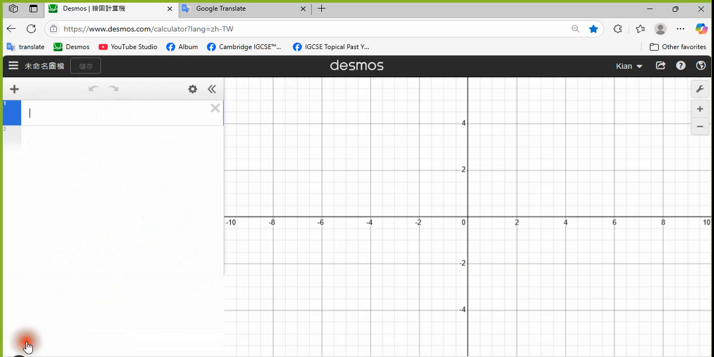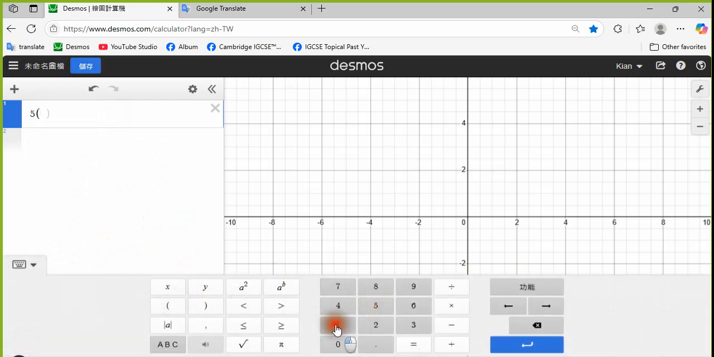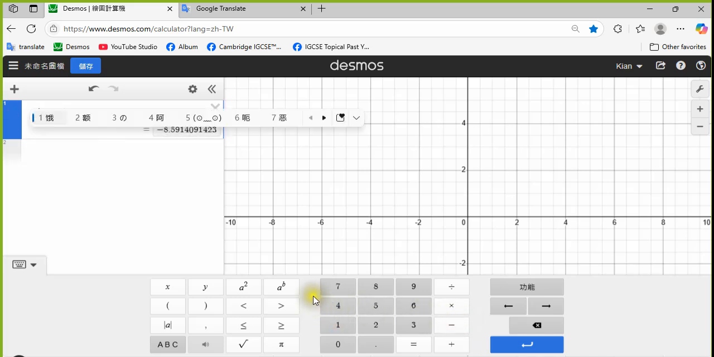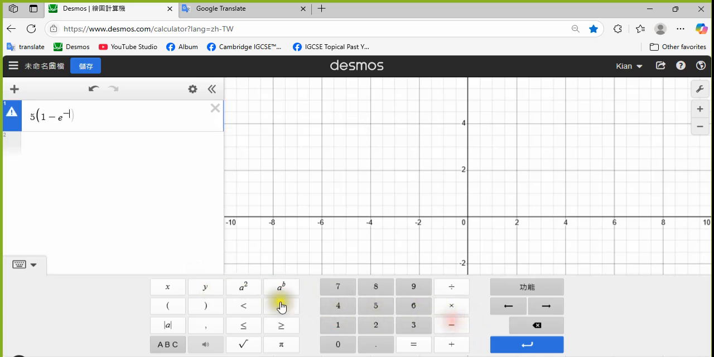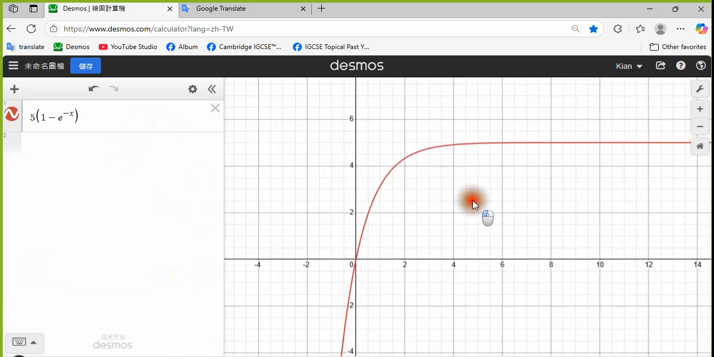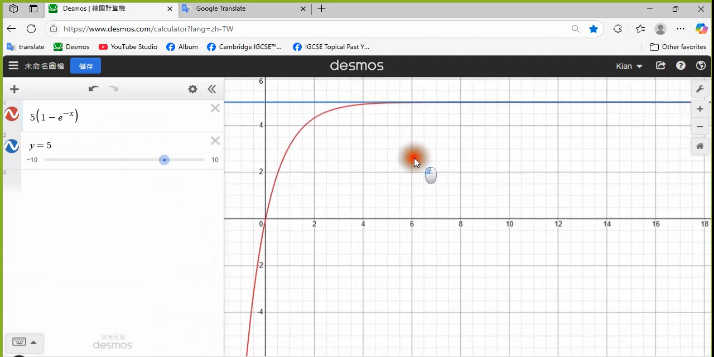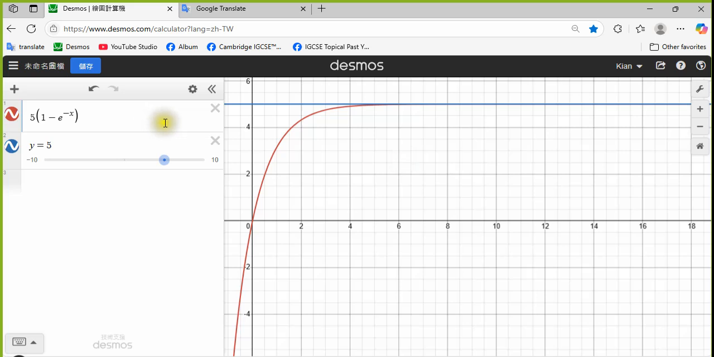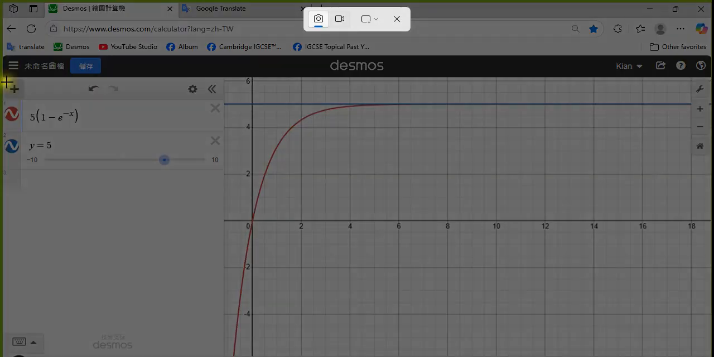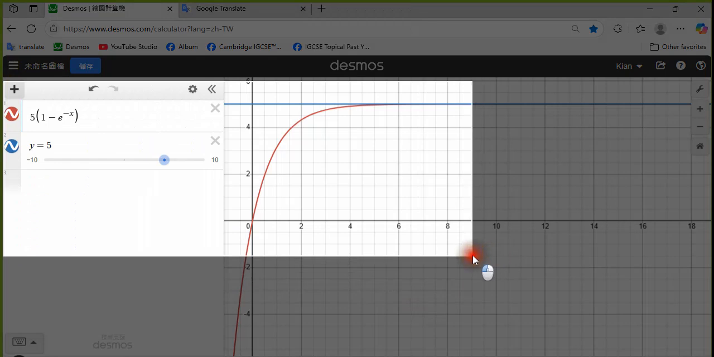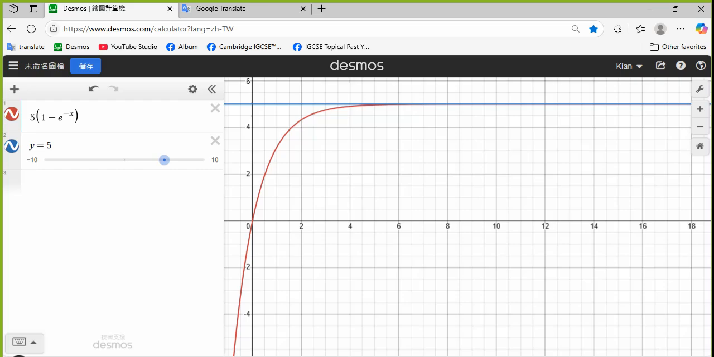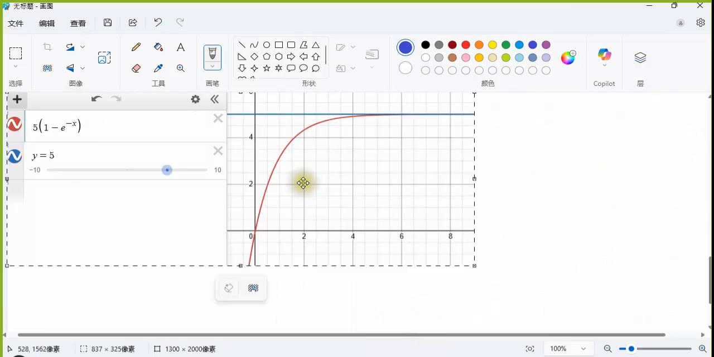So we use decimals. Then we have 5 times 1 minus e to the power of negative x. This is how the graph looks like, and we have y equal to 5 here as the asymptote. So this will be the graph. The graph should look like this.